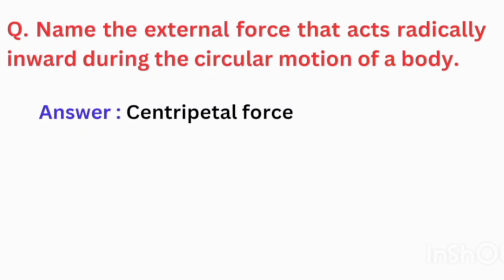Okay, next is, name the external force that acts radially inward during the circular motion of a body. The force is centripetal force. Centripetal force is a force that makes a body follow a curved path. It's a very important force. It acts inward during the circular motion. Okay, let's see the next question.